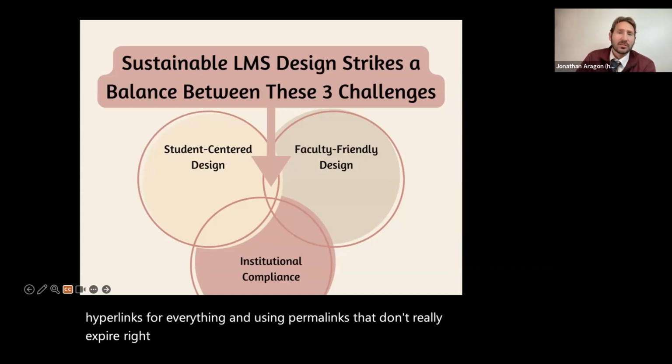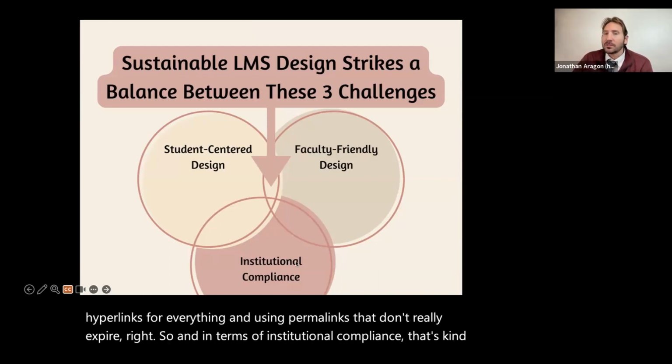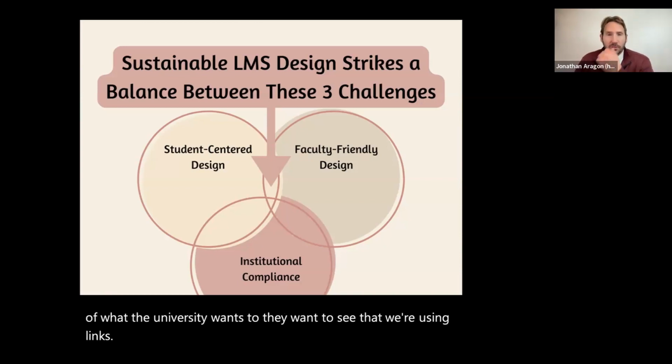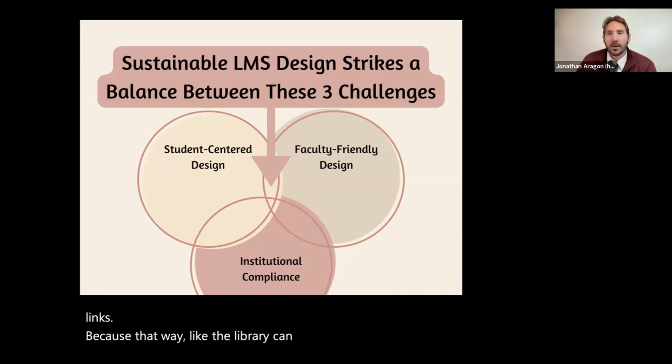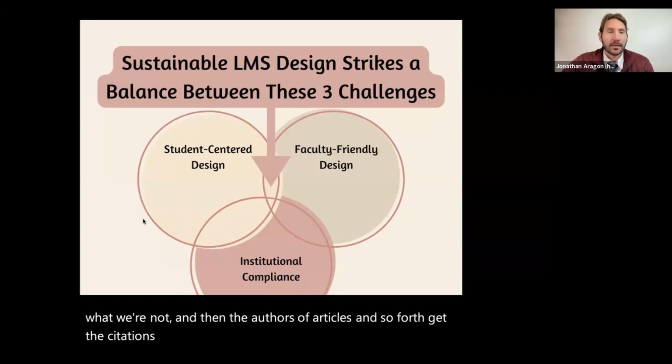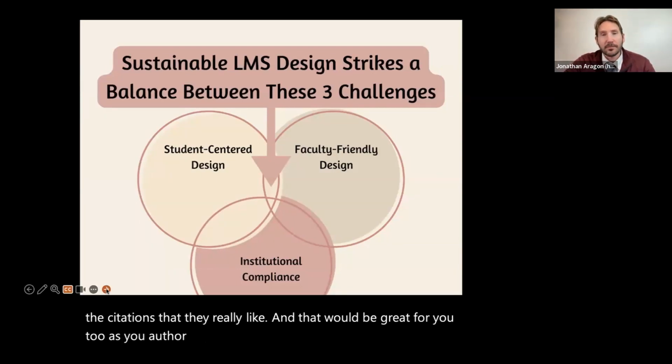And in terms of institutional compliance, that's kind of what the university wants too. They want to see that we're using links because that way, the library can track what we're using and what we're not. And then the authors of articles and so forth get the citations that they really like. And that would be great for you too. As you author papers, you'll see that people are looking at your stuff.